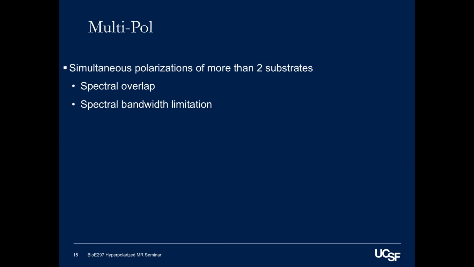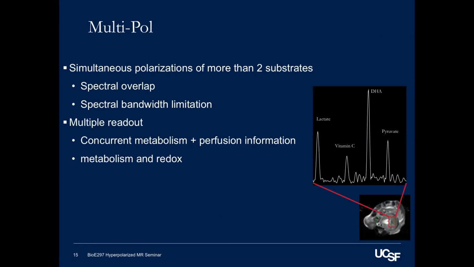If the two substrates are more than about 100 ppm apart, given the carbon spectral width that we have, then you're going to have a lot of overlapping signals coming in the window, and so you should be able to resolve that. But you can get concurrent readout of, for example, the most common copolarization that we use, pyruvate and urea, where you can get information from metabolism as well as perfusion.